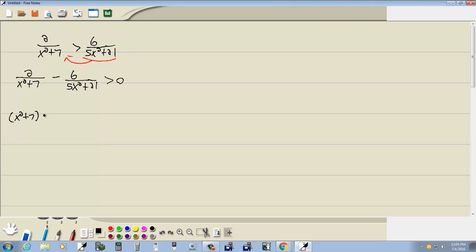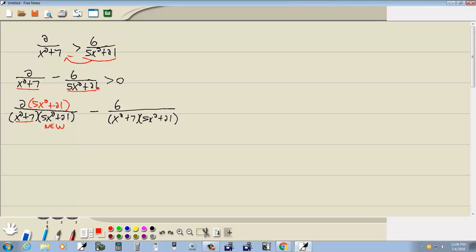So we'll have x squared plus 7 times 5x squared plus 21. And same thing here. Well, you have to figure out what you multiplied by the bottom. So for our first denominator, it had an x squared plus 7. That x squared plus 7 is still there. The new item we put down there is 5x squared plus 21. So whatever new item we put down below, we have to put up on top. The mathematical principle behind that is whatever you multiply by the denominator, you multiply by the numerator.